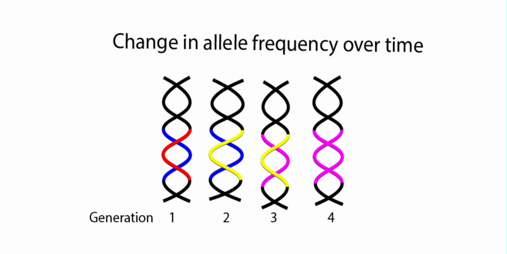So in generation 1, we have a gene, doesn't matter what gene it is, and we have two alleles, a red one and a blue one. Over time, as allele frequencies change due to evolution for a variety of reasons, the frequency of different alleles change. For example, in generation 2, we have a yellow and blue allele. In generation 3, we have pink and yellow. And then in generation 4, we have two pink alleles. And so change in allele frequency is the definition of evolution as we use it today.